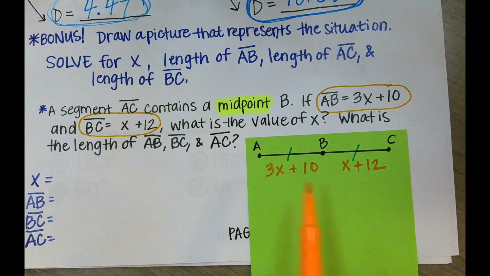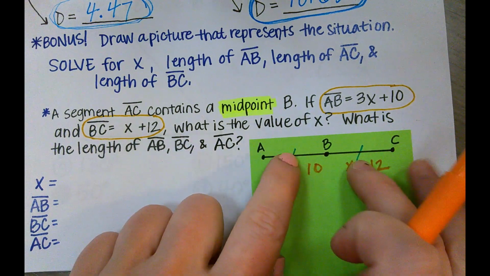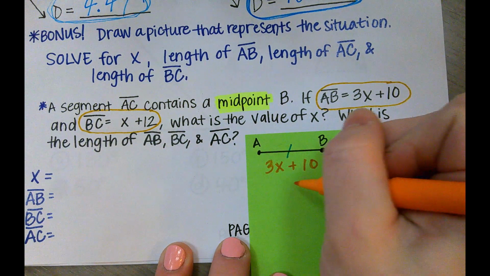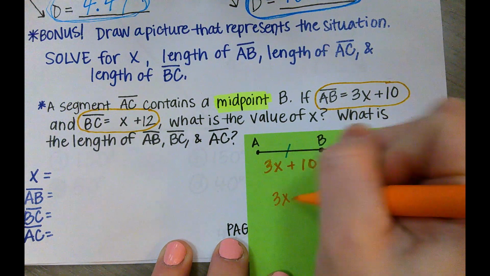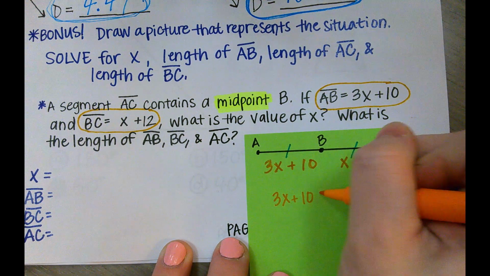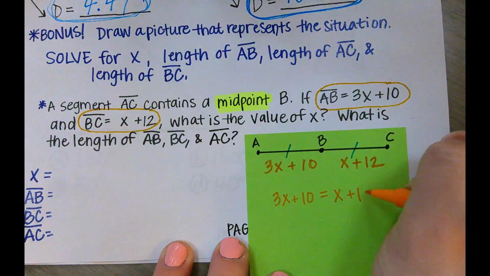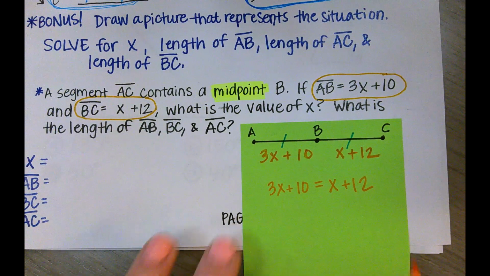Well, we are going to separate the two equations, but how do we know they're equal? The tick marks. And we know that it's a midpoint, so these are equal to each other. If it's in the middle, these are equal. So that means we can just write 3x plus 10 equals x plus 12. Can I solve for x now?